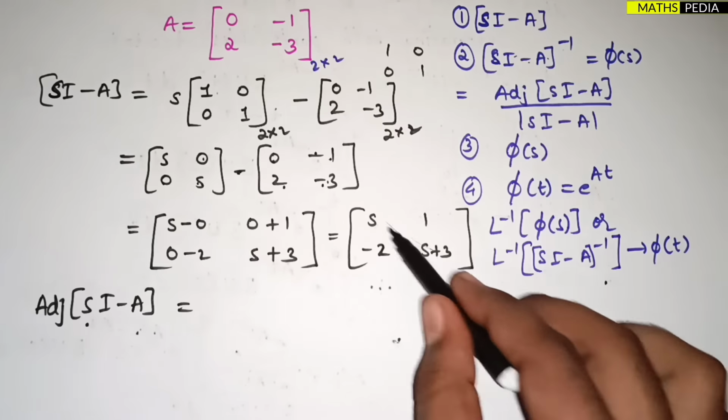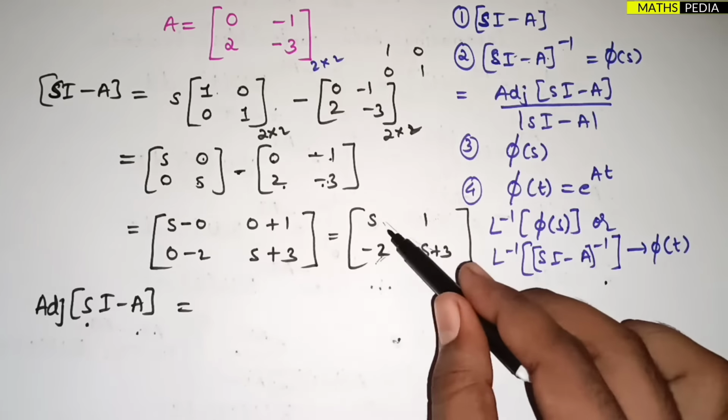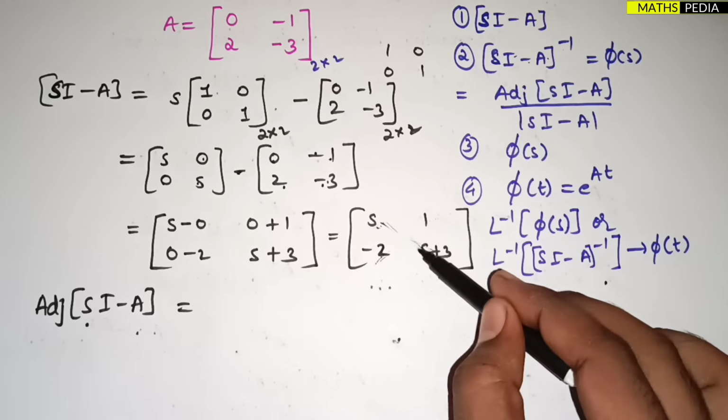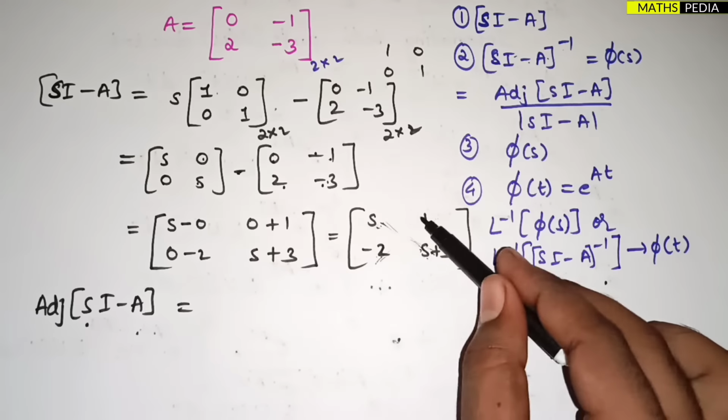Diagonal elements means this one. Not this one. These two are non-diagonal elements. These two are diagonal elements. Interchange the diagonal elements, and change the sign of the non-diagonal elements.